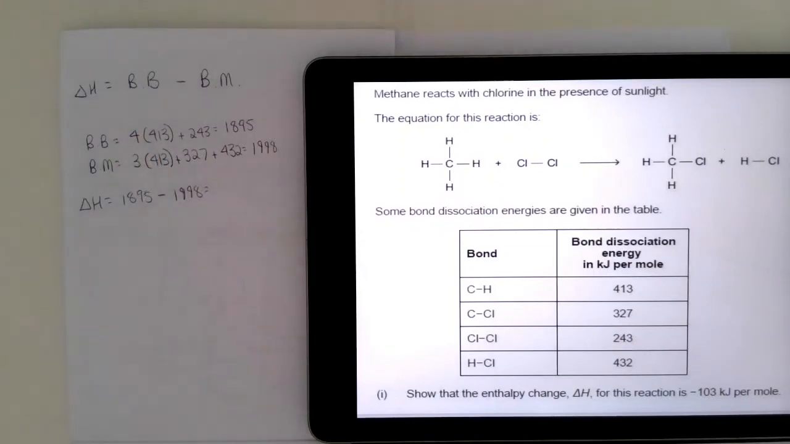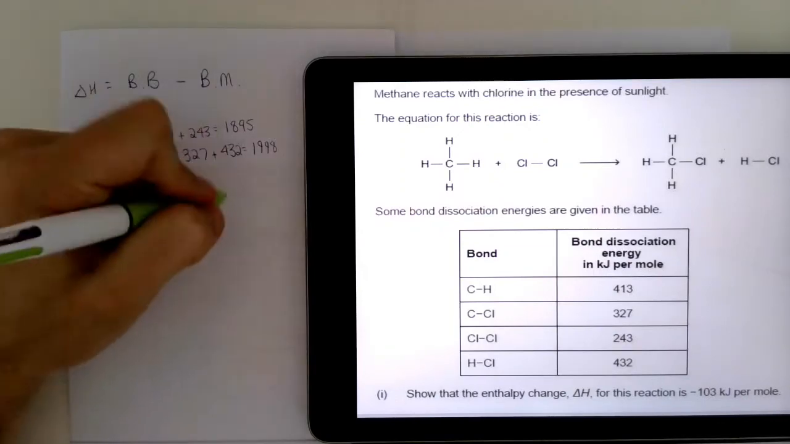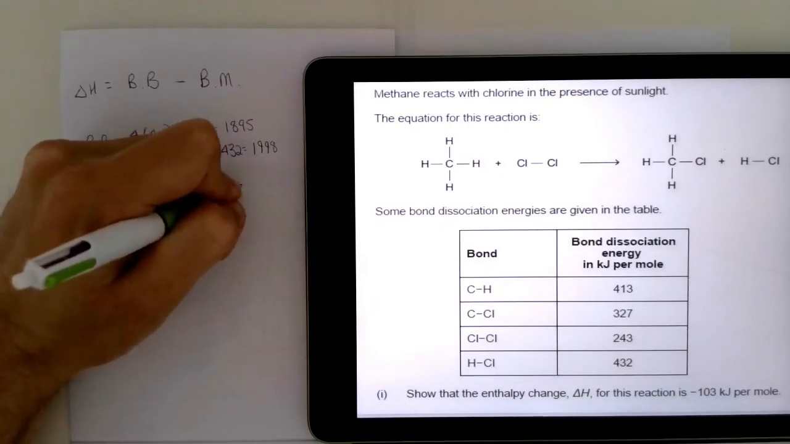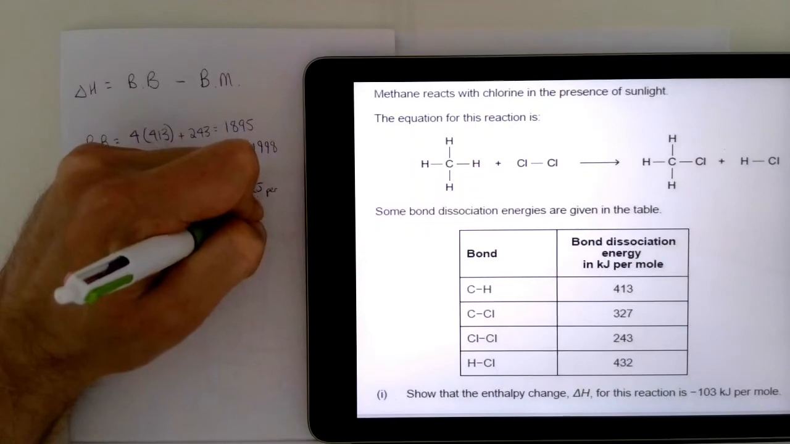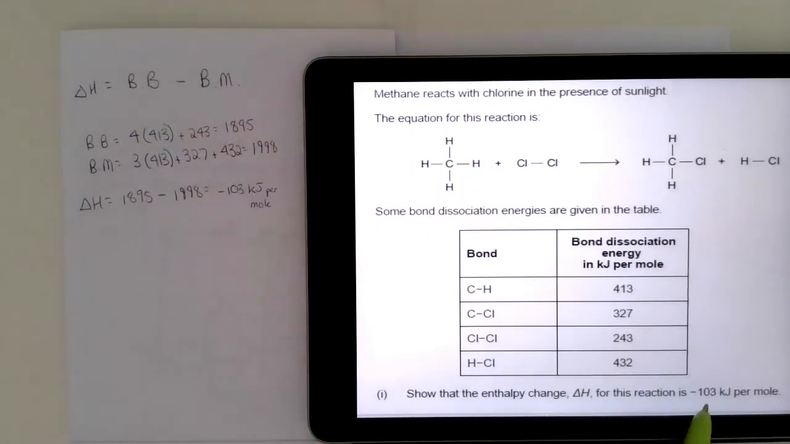So final thing left to do, delta H is bond breaking, so 1895 minus bond making 1998. So that gives me minus 103 kilojoules per mole. And that is a proof question, so I proved that that was the answer by showing my workings.